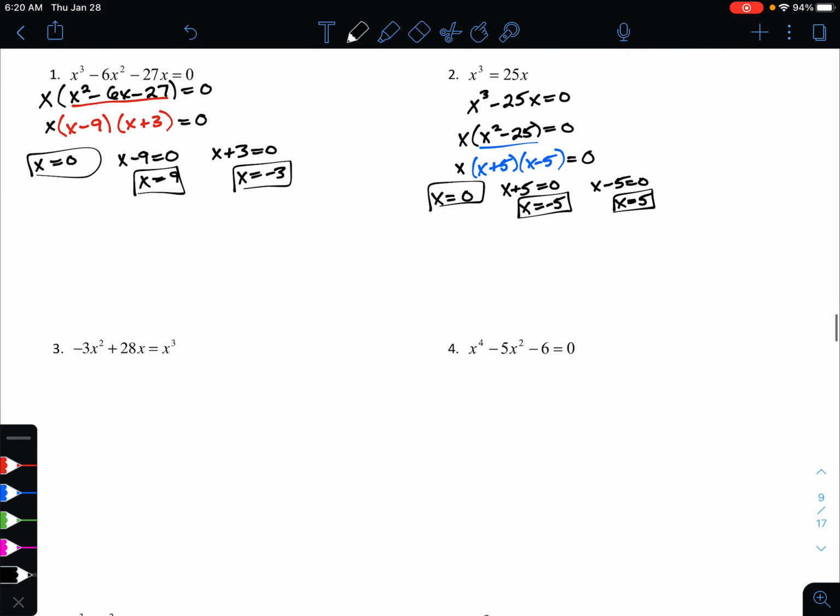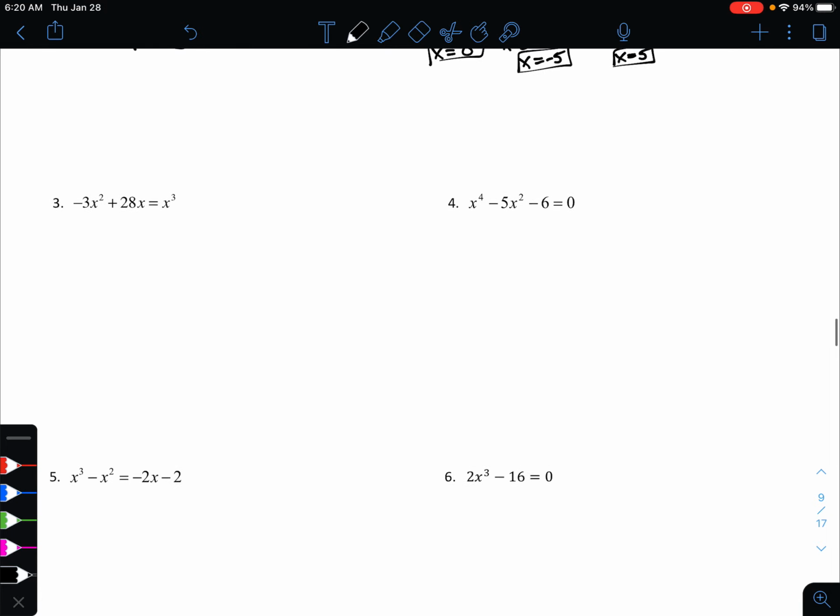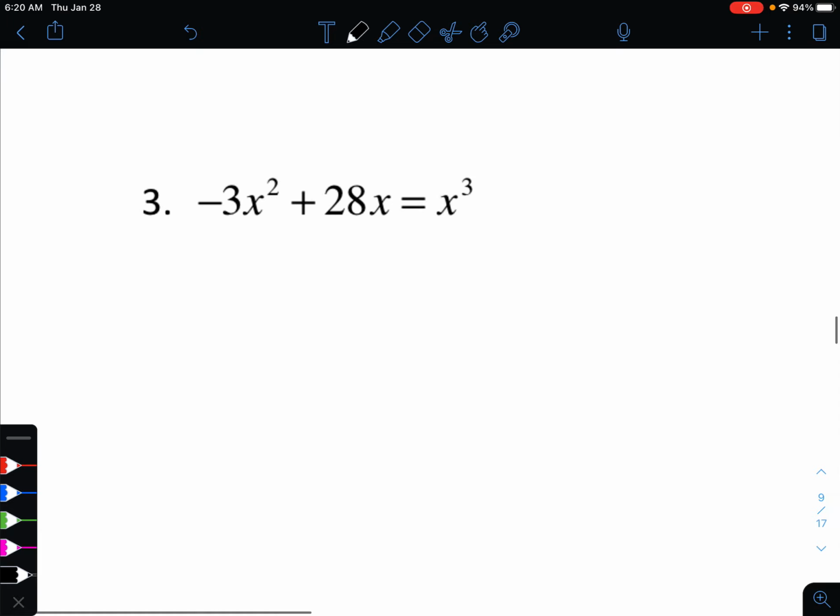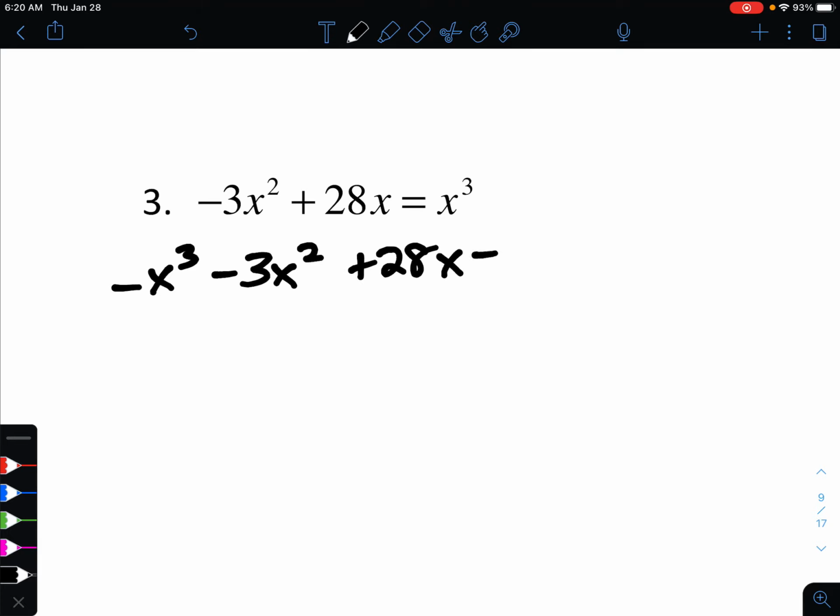All right. Moving ahead now, let's take a look at number 3 next. So we've got negative 3x squared plus 28x is equal to x cubed. So once again, while we could try to divide by x on both sides, we just saw on number 2 that is not the way we're going to want to work this. Instead, we want to get one side to equal 0. So let me subtract x cubed from both sides. So that would be negative x cubed minus 3x squared plus 28x is now equal to 0.